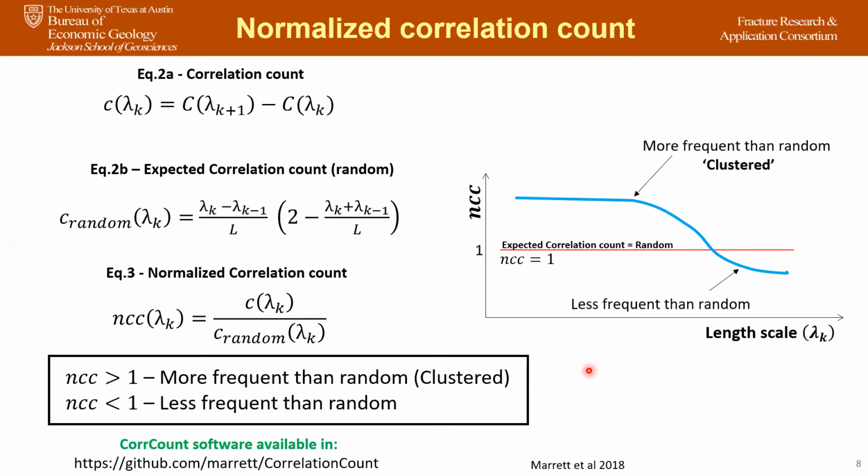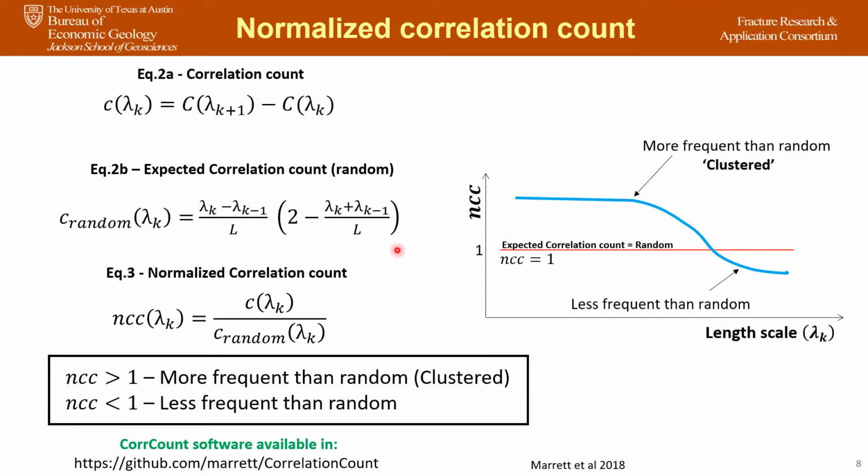So from the correlation integral, we can also manipulate the results into 3 more values. The correlation count, that will be basically the difference between 2 values of the correlation integral for different length scales. This is like a delta. The expected correlation count is calculated by this analytical formula here, that uses the length of the scan line as input, and this will give you the expected correlation count for a random arrangement, as if the fractures were randomly arranged in your scan line. This will give you the correlation count for that type of arrangement.